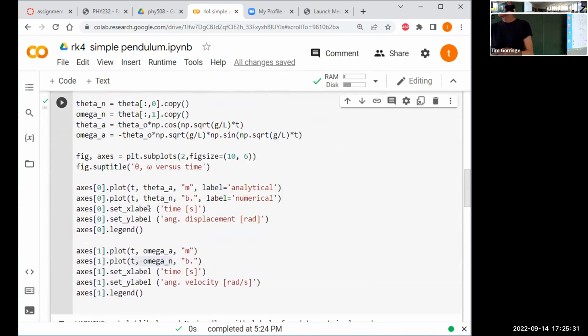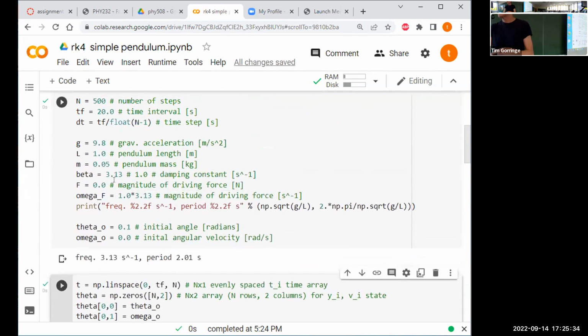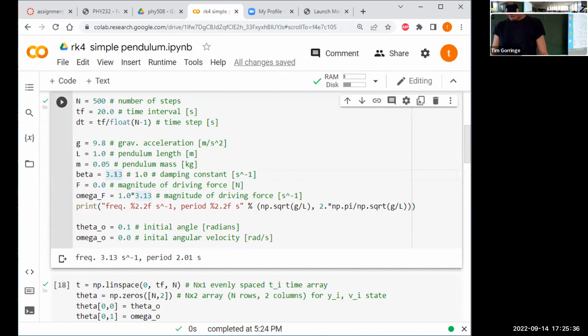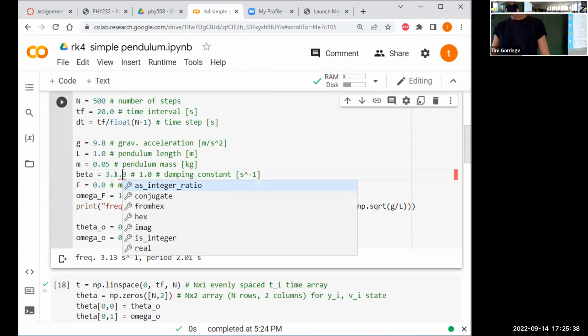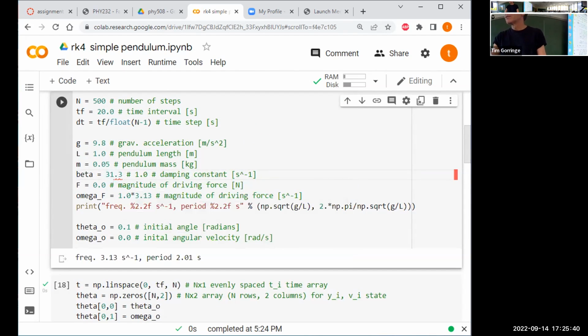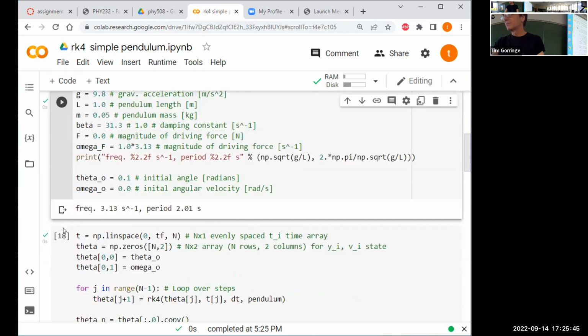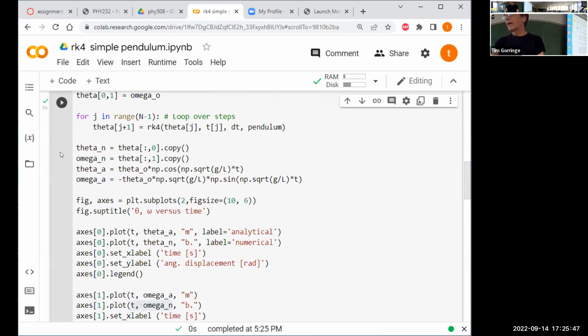It's interesting to compare that with overdamping. So if I made this 31.3, it's 10 times the critical damping, and then we run that.